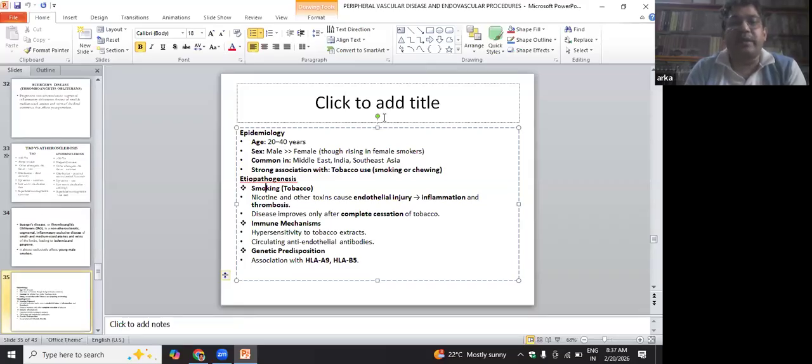Etiopathogenesis: smoking, nicotine, and other toxins cause endothelial injury leading to inflammation and thrombosis. Disease improves only after complete cessation of tobacco. Now, immune mechanism, that is due to hypersensitivity to tobacco extracts, circulating anti-endothelial antibodies, and genetic predisposition, mainly associated with HLA-A9 and HLA-B5.